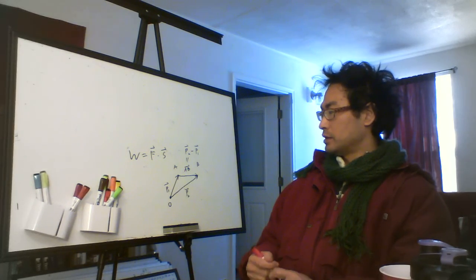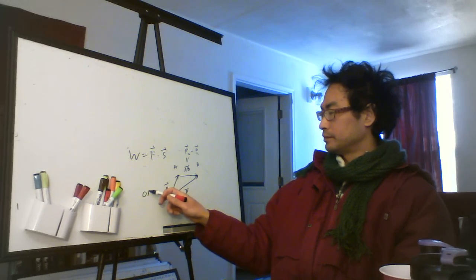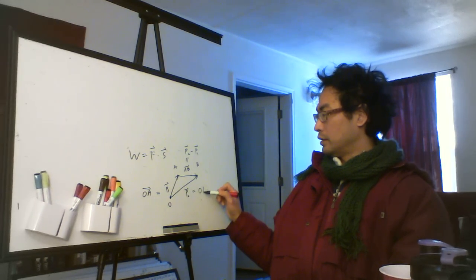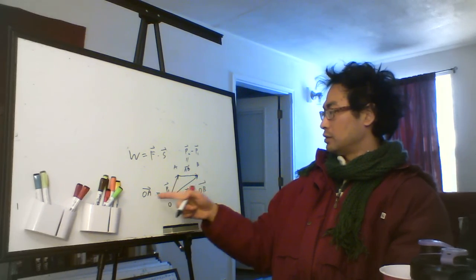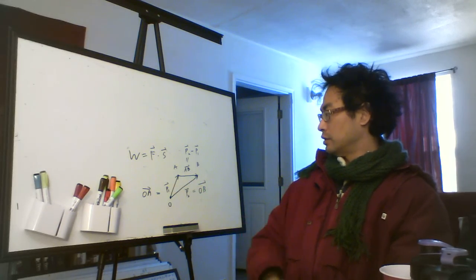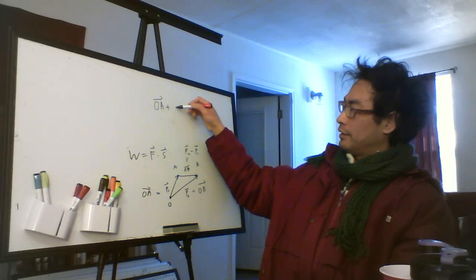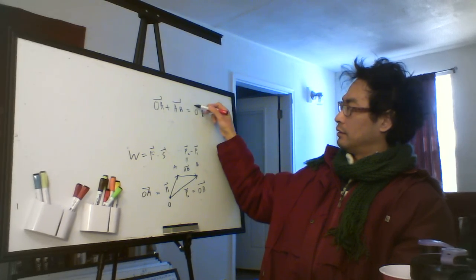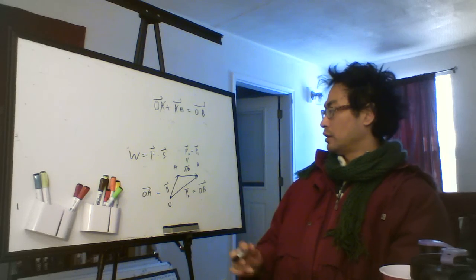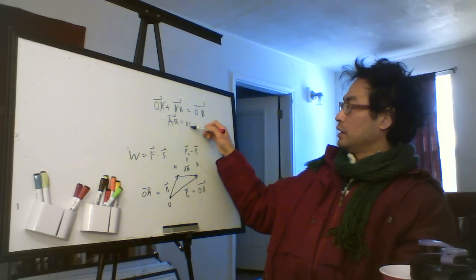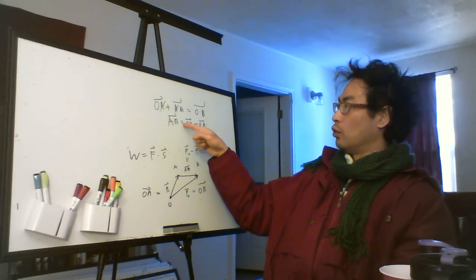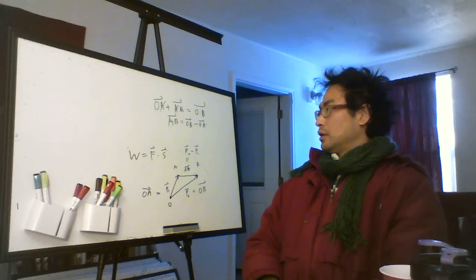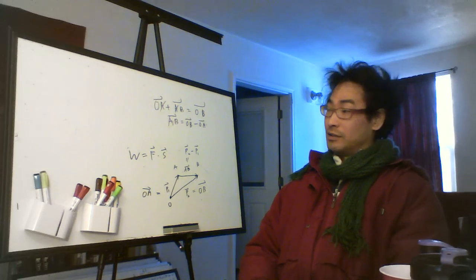P1, the position vector, can be expressed as from O to A, right? P2 is OB. So OA plus AB is OB, because the A's cancel each other out. It becomes OB. Vector addition. So AB is OB minus OA. Yeah, it goes in the opposite direction. OB minus OA. Elementary stuff.